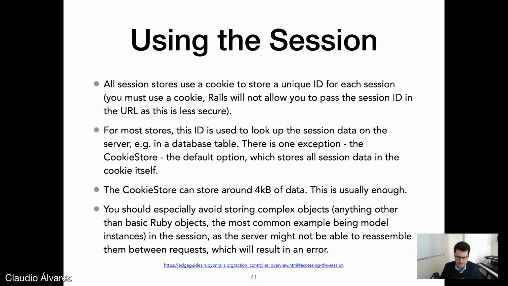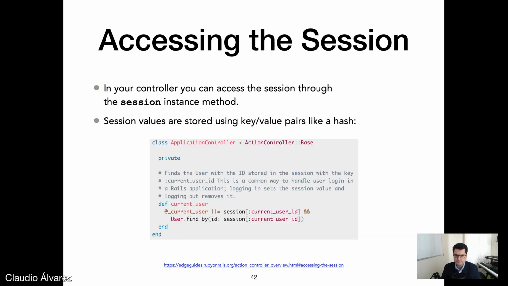This is usually enough. You should especially avoid storing complex objects, anything other than basic Ruby objects, the most common example being model instances in the session, as the server might not be able to assemble them between requests, which will result in an error. Entonces, si guardas mucha información en la sesión, ojo. Si guardas estructuras de datos muy complicadas, ojo, ¿ya?